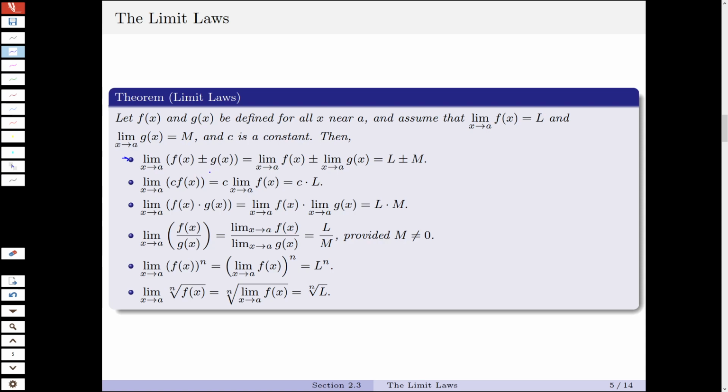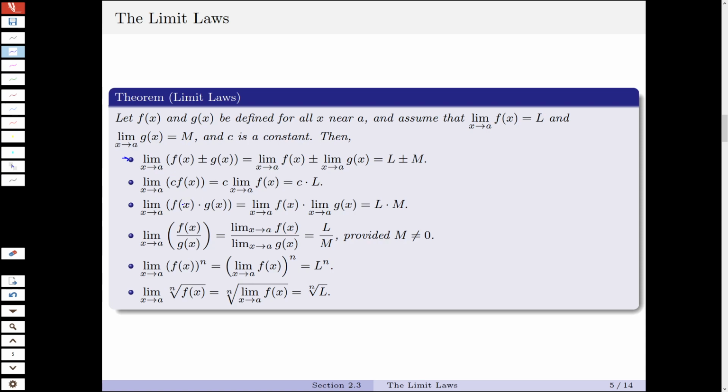And it turns out that I can do this for all of my normal math operations. If I'm multiplying by a constant, suppose I have some function and I'm multiplying by 5, it doesn't matter if I multiply by 5 before or after I do my little approach pattern thing. I'm going to get the same result. Or even if I multiply two functions together.